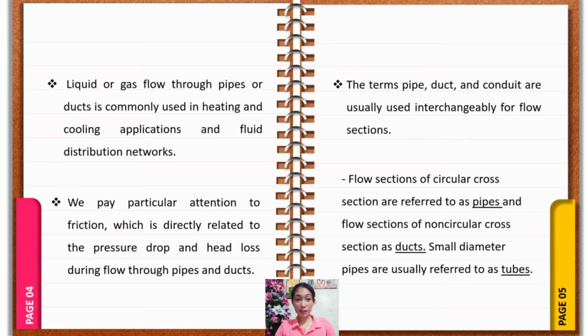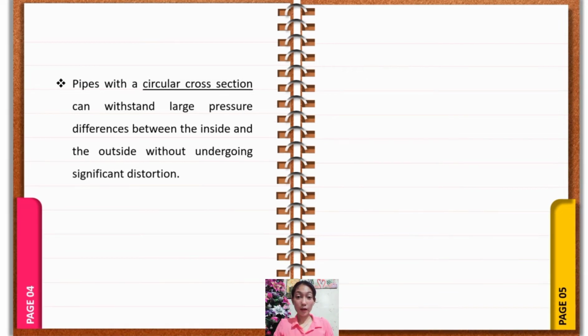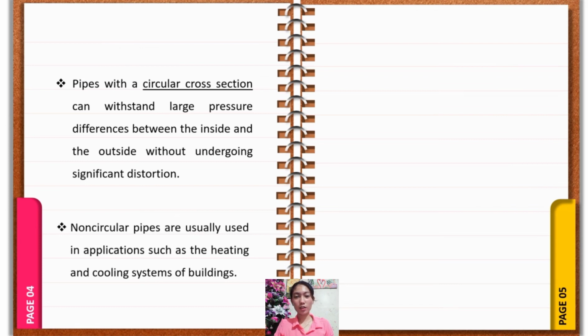Given this uncertainty, we will use more descriptive phrases such as circular pipe or a rectangular duct whenever necessary to avoid any misunderstandings. You have probably noticed that most fluids, especially liquids, are transported in circular pipes. This is because pipes with circular cross-sections can withstand large pressure differences between the inside and the outside without undergoing significant distortion, while non-circular pipes are usually used in applications such as the heating and cooling systems of buildings.